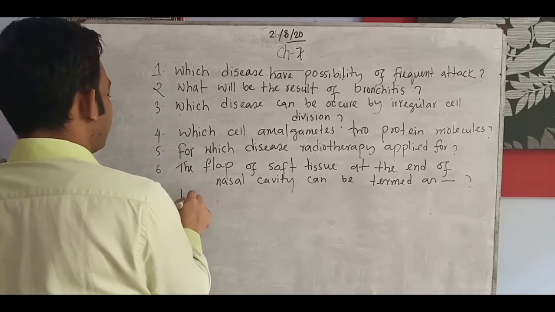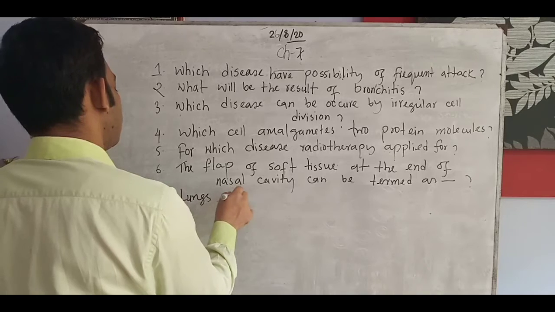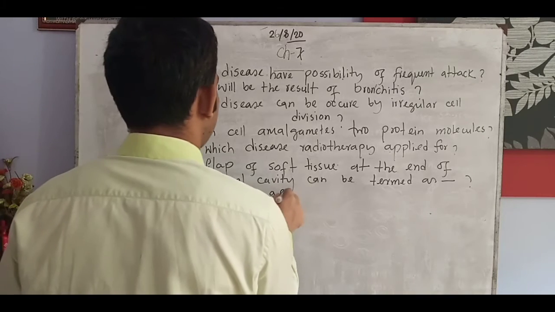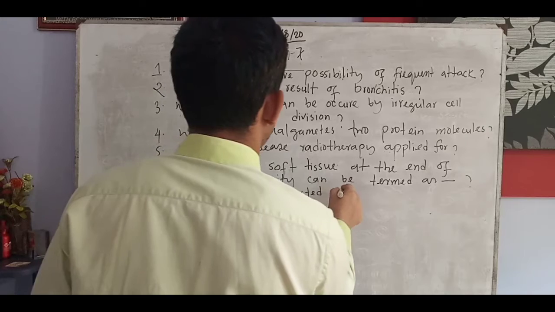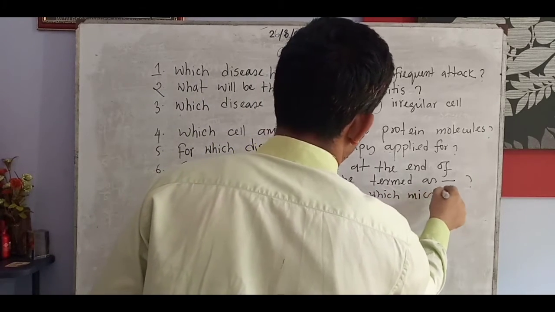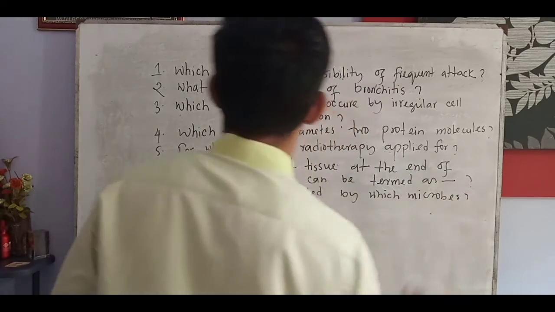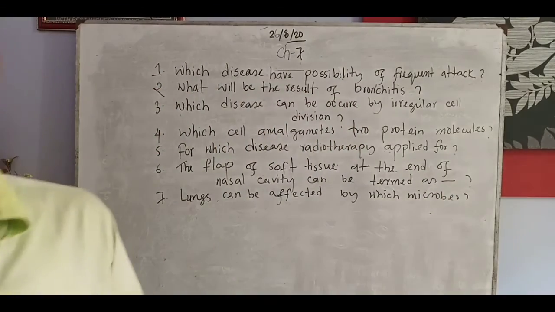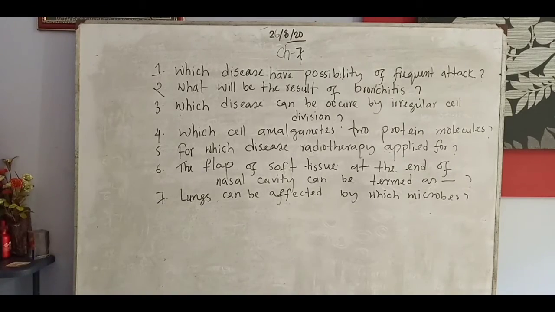Lungs can be affected by which microbes? So these are the questions we will try to understand today. That is, which disease has possibility of frequent attack? What will be the result of bronchitis? And many others. That means 7 questions we will understand today.